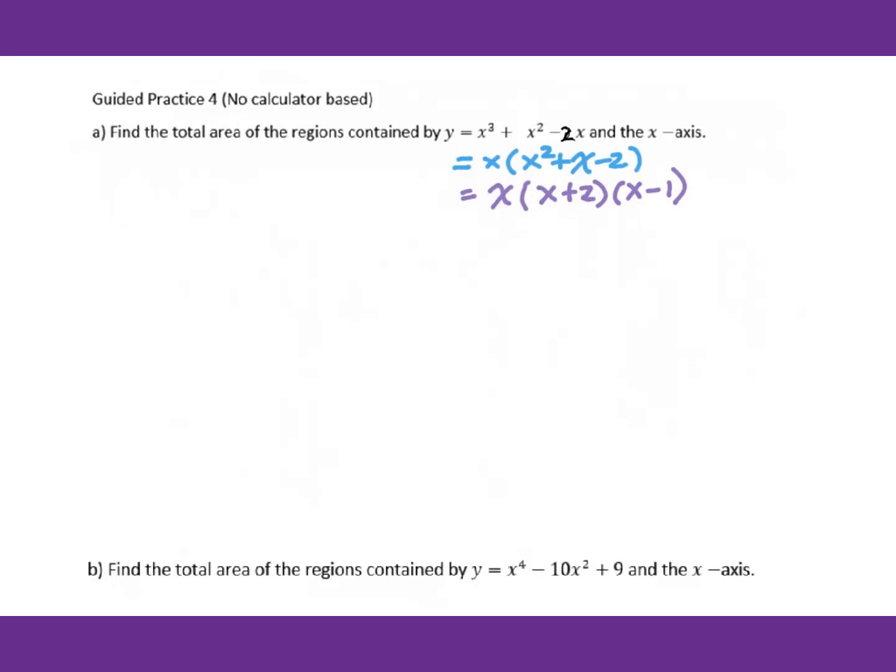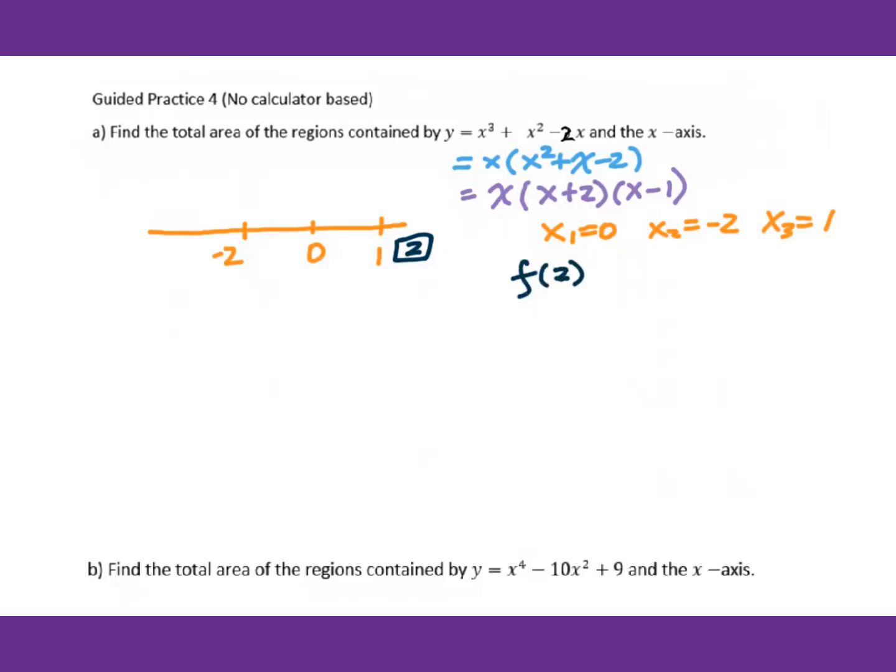Since we cannot use a graphing calculator, you have to draw the sign diagram so that we can predict the graph. Your x1 equals 0, x2 equals negative 2, x3 equals 1. So we get, here is negative 2, 0, this is 1. Then we find a special number 2. Plug into the function f of 2. We check if it's positive or negative.